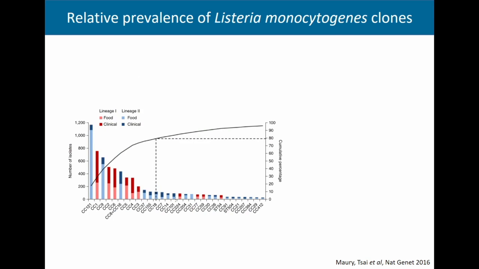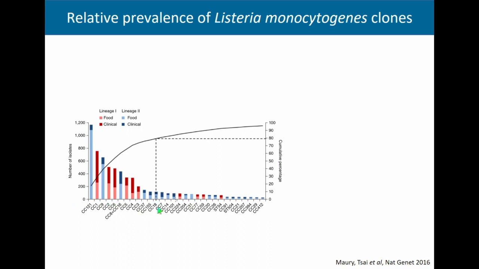So we asked the question, what was the relative prevalence of Listeria monocytogenes clones in the number of strains we receive on a yearly basis at the National Reference Center in France? These are roughly 2,000 strains per year. So we retrospectively looked at the clonal complex prevalence of strains that we received, either from food and clinical origin. And here you have just this list.